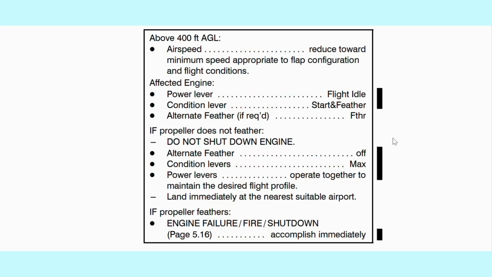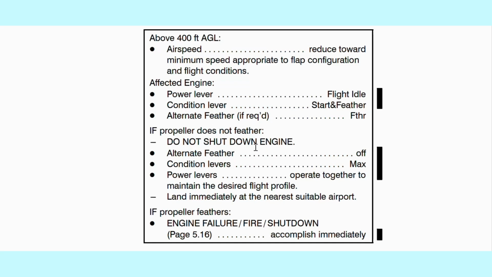Has the propeller feathered? If it has feathered, then you're going to go and do the engine failure fire shutdown checklist right here. If it hasn't feathered, it says here do not shut down the engine. So your finger should have been alternate feather switch light. Switch it off, condition levers, both of them to max, and bring those power levers together, so you operate them together. And then it says here land immediately at the nearest suitable airport.